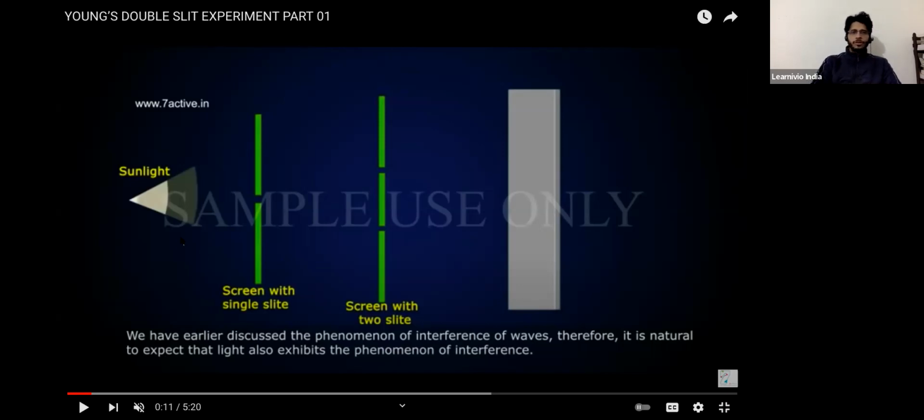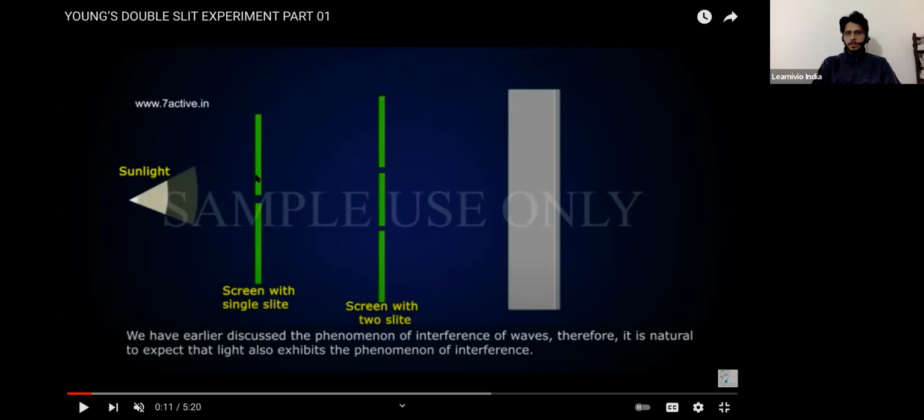So see what Young did. This is not sunlight or light coming from any bulb. He passed this light through a single slit. So this single slit will act as one source. This is a single slit.